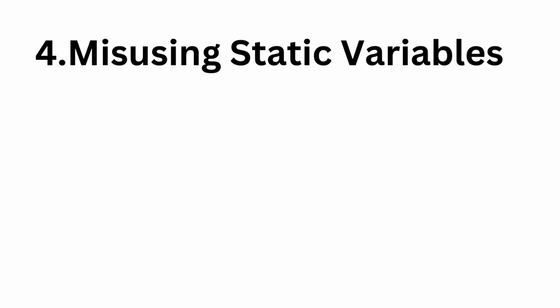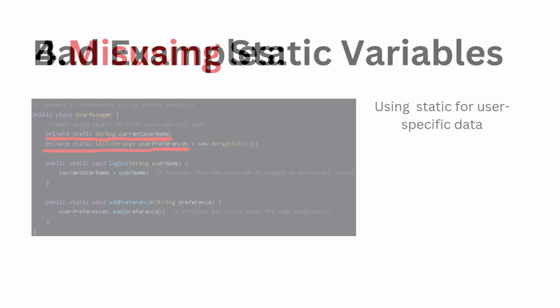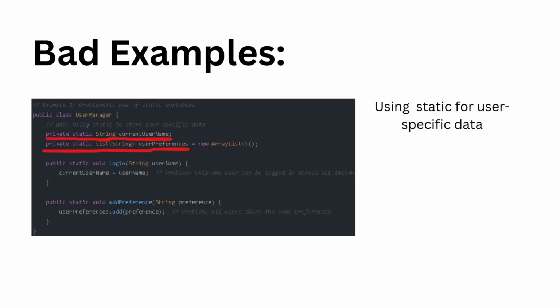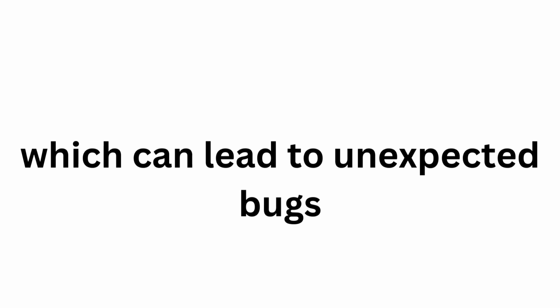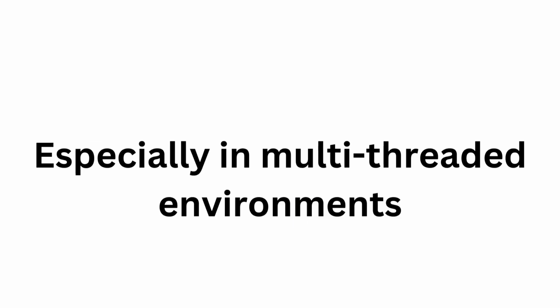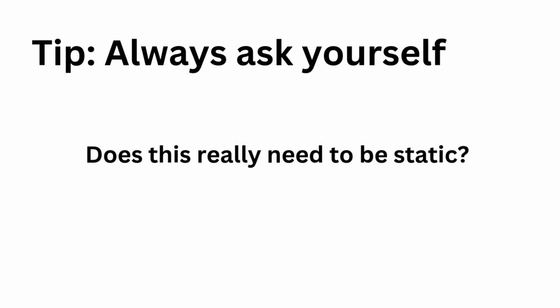Static variables can be convenient but are often misused. They hold a global state, which can lead to unexpected bugs, especially in multi-threaded environments. Always ask yourself, does this really need to be static before using it?